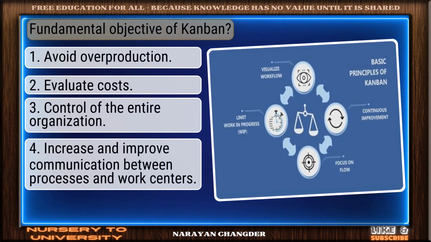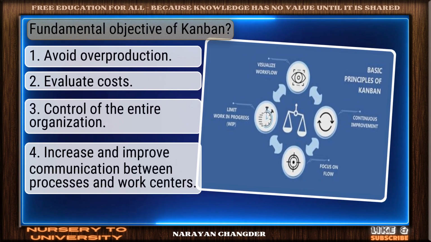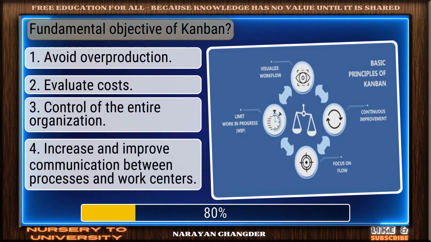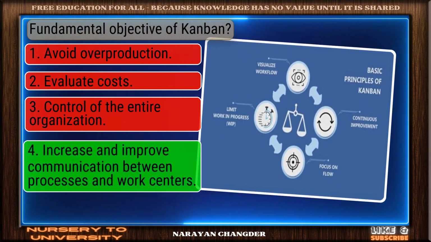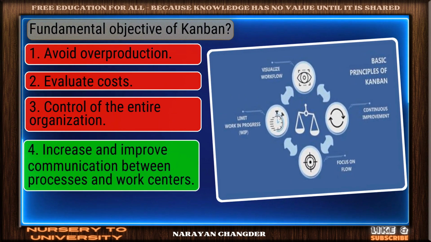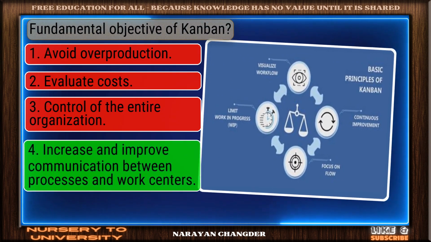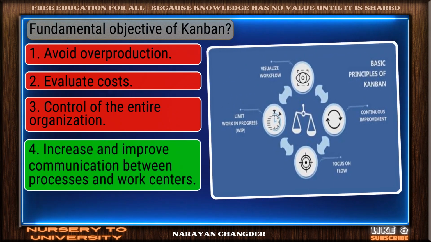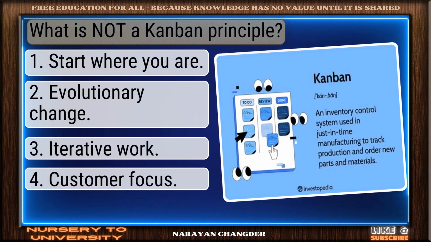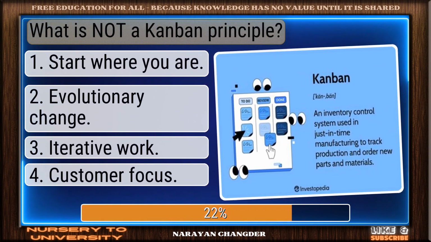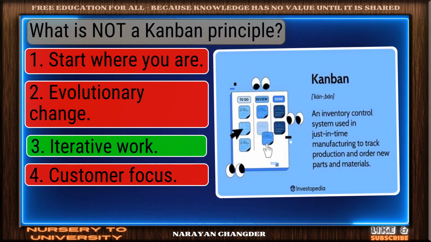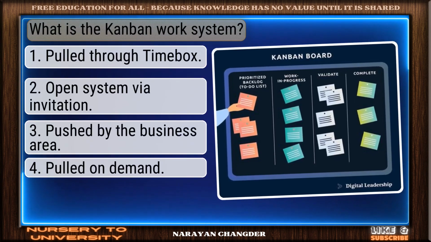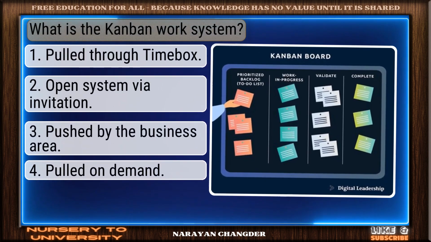Question number 35. Fundamental objective of Kanban. Great thinking. Increase and improve communication between processes and work centers is the right choice. Question number 36. What is not a Kanban principle? Bravo! Iterative work is the answer. Question number 37. What is the Kanban work system?